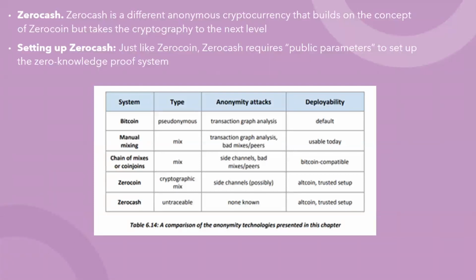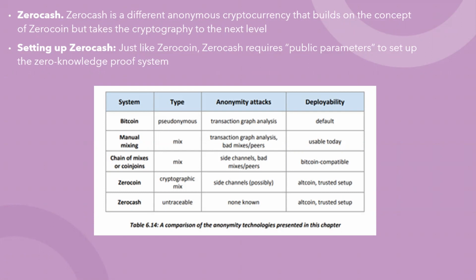We start off with Zerocash. It's a different anonymous cryptocurrency that builds on the concept of Zerocoin, but takes the cryptography to the next level. It uses a cryptographic technique called zero knowledge SNARKs, which are a way of making zero knowledge proofs much more compact and efficient to verify. The upshot is that the efficiency of the system overall gets to a point where it becomes possible to run the whole network without needing a base coin. All transactions can be done in a zero knowledge manner.